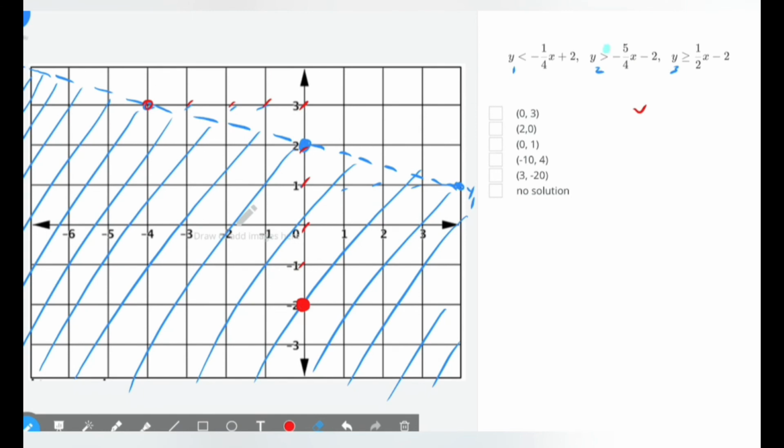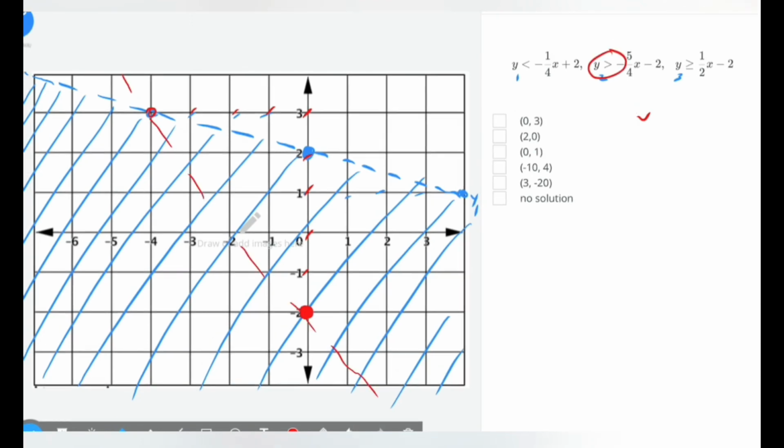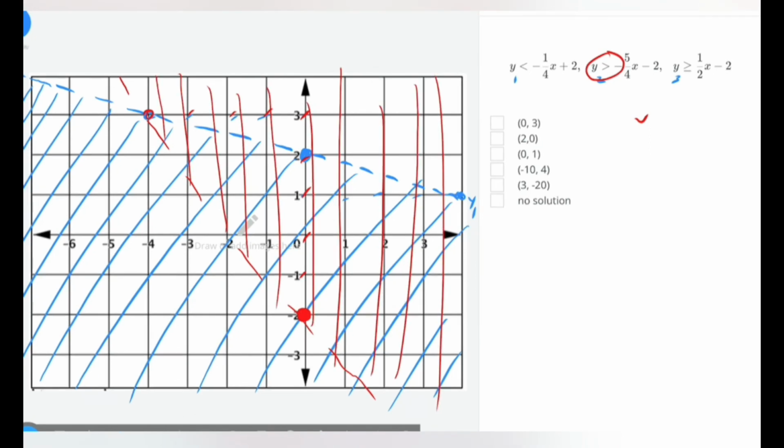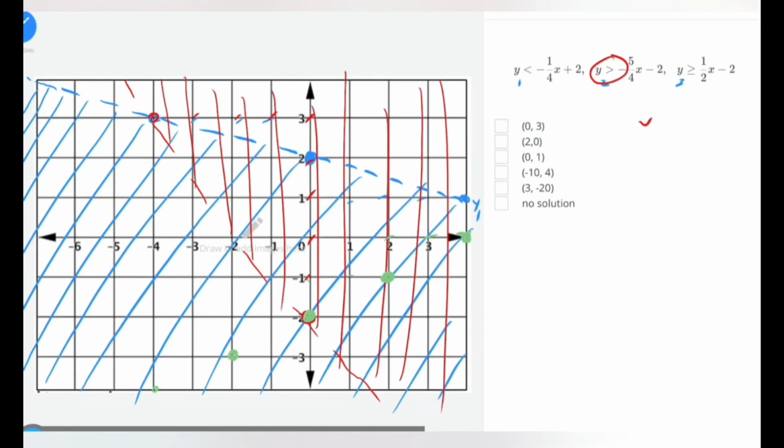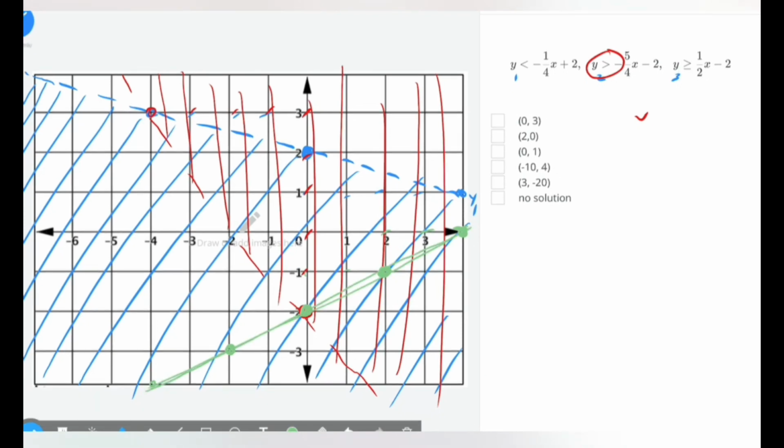Okay. This is also a dash line. And you shade above. All right. So let's make a dash line. I start negative 2 and go up 1 over 2. Negative 2 is right here, up 1, 1, 2. 1, 1, 2. All right. Solid line, shade above.